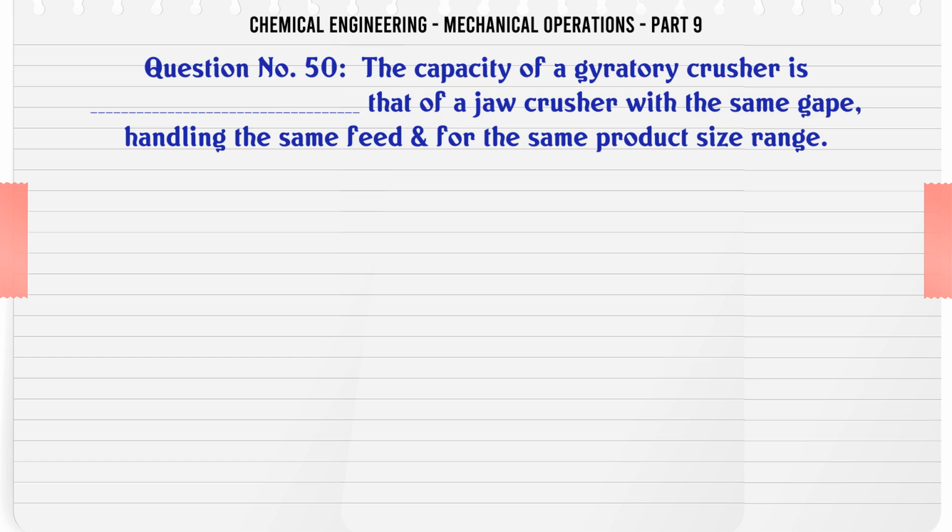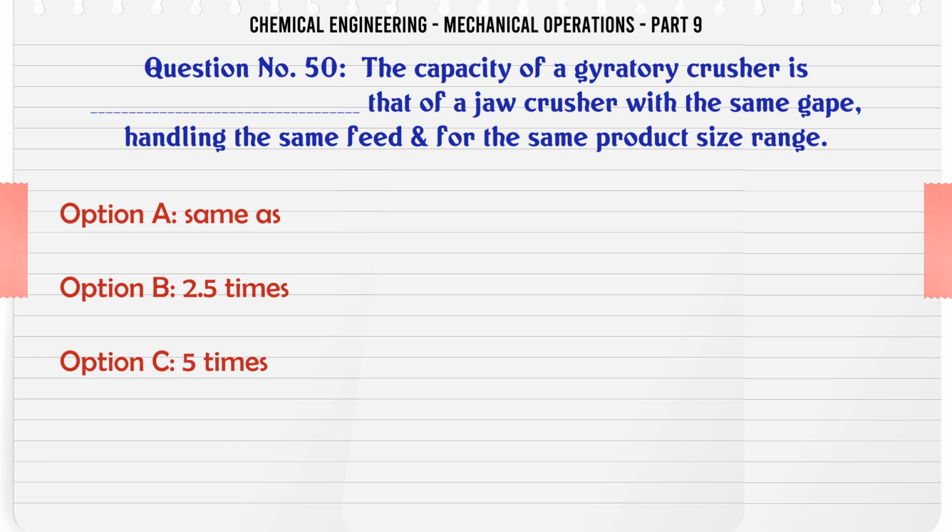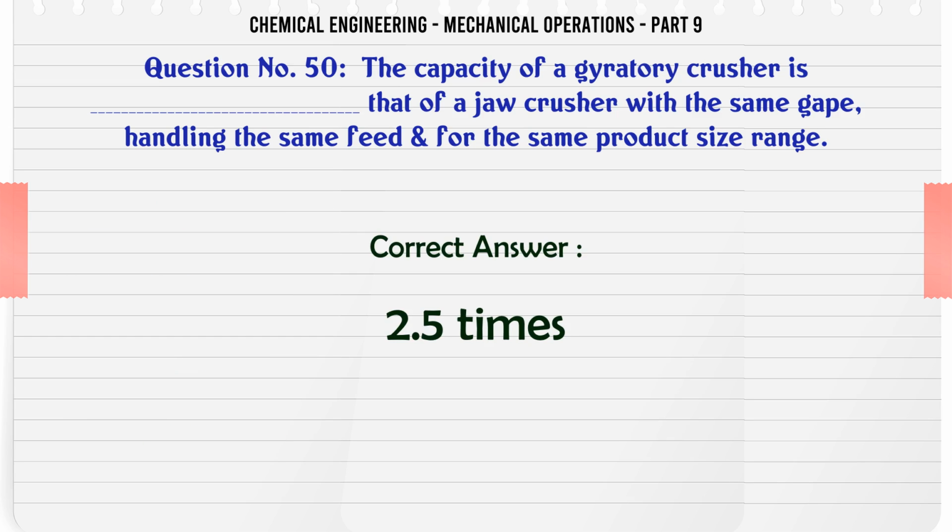The capacity of a gyratory crusher is that of a jaw crusher with the same gap handling the same feed for the same product size range. A. Same as, B. 2.5 times, C. 5 times, D. 10 times. The correct answer is 2.5 times.